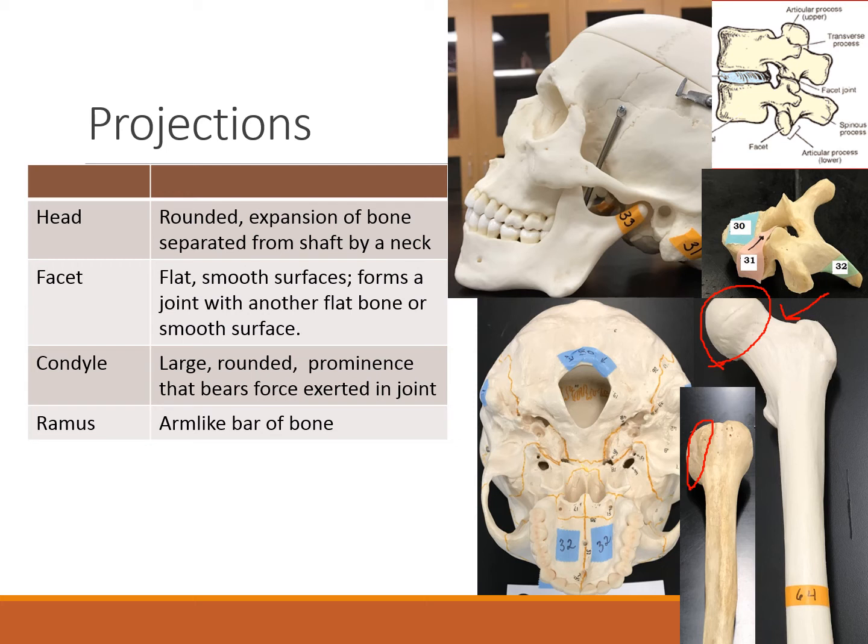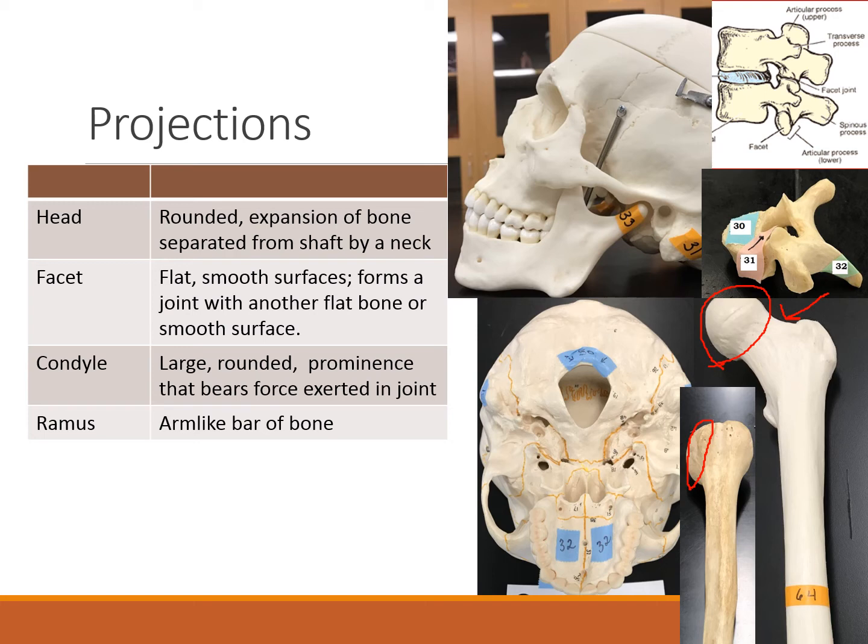Next, we have facets. Now, when I think of facets, I think of gemstones. A facet is kind of like that smooth surface that reflects light on a gemstone. On a bone, a facet is the same thing. It's a flat, smooth surface. And this flat, smooth surface forms a joint with another flat or smooth surface.